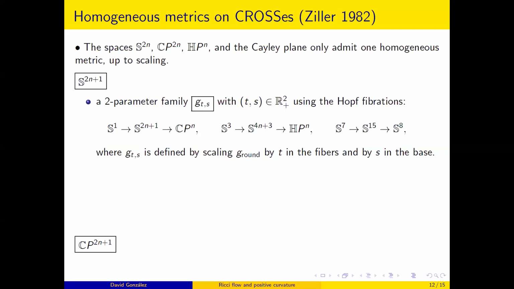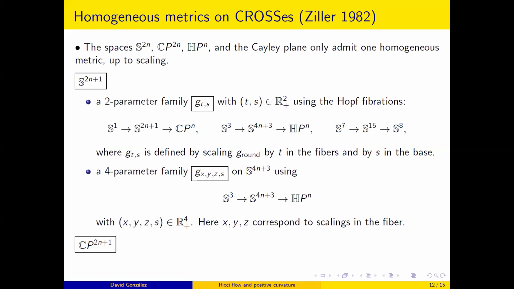We also have a more complicated family, a four-parameter family, again using these Hopf fibrations. Here S again denotes the scaling in the base, and X, Y, and Z correspond to scalings in the fiber. And in the projective spaces, we also have a two-parameter family using the so-called twistor fibration. Again, T denotes the scaling in the fiber, and S denotes the scaling in the base.